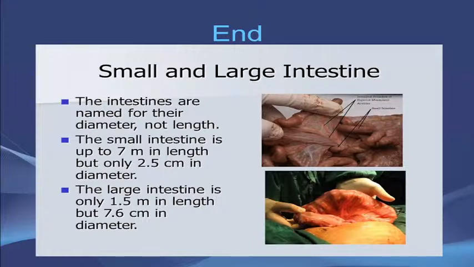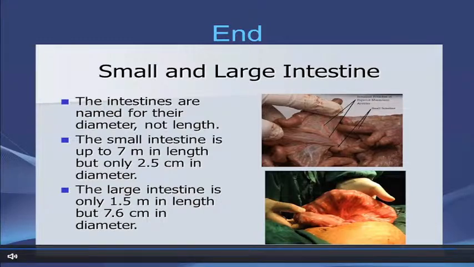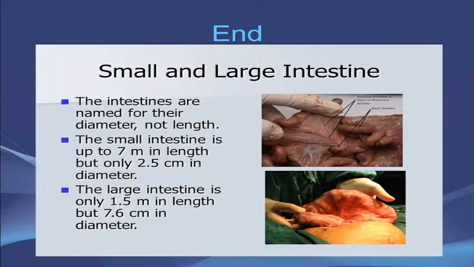The small intestines are named for their diameter, not their length. The small intestine is up to 7 meters in length and only 2.5 centimeters in diameter, whereas the large intestine is only 1.5 meters in length, but 7.6 centimeters at its widest diameter. So I think that's the end.